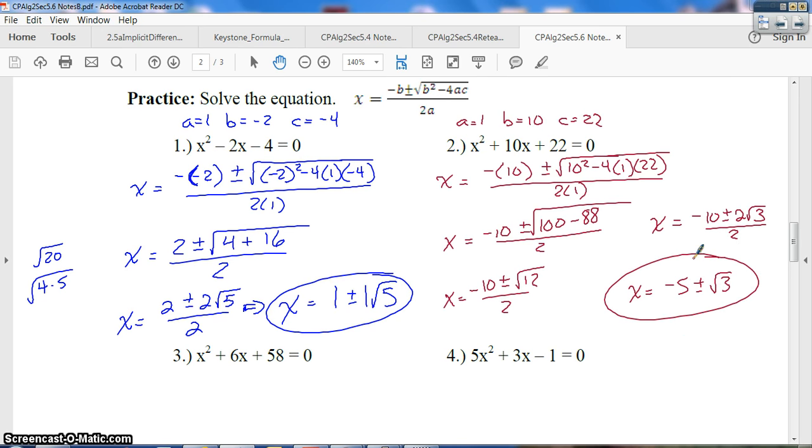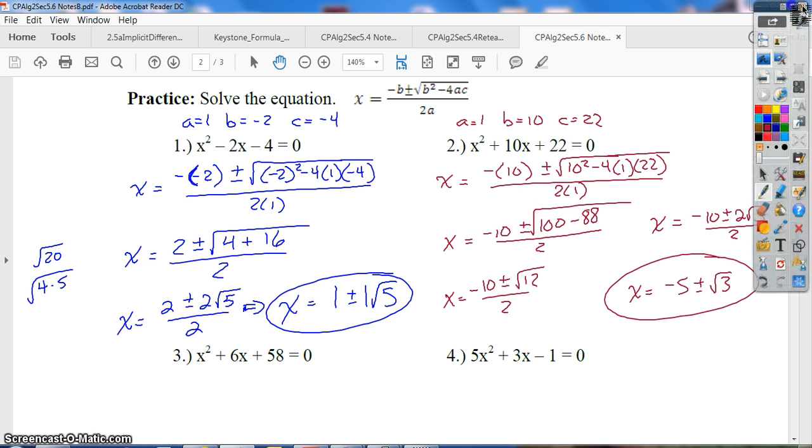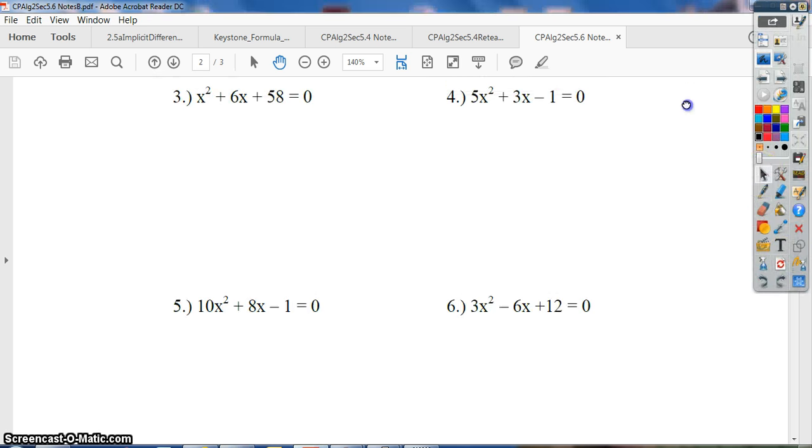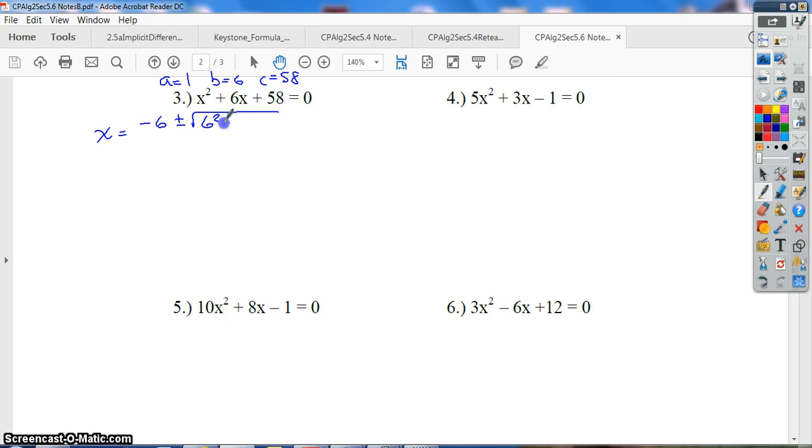So there are your first 2. And we'll just go ahead and move right along to 3 and 4. Again, we want to state what A, B, and C are. A is 1, B is 6, C is 58. So, here we go. Negative 6 plus or minus the square root of 6 squared minus 4 times 1 times 58, all over 2 times 1.